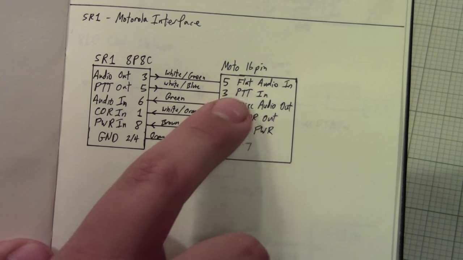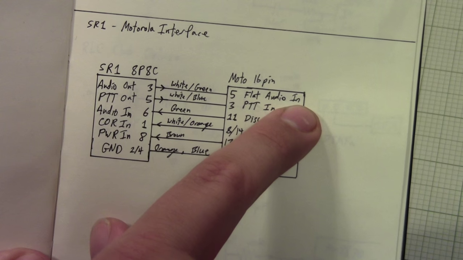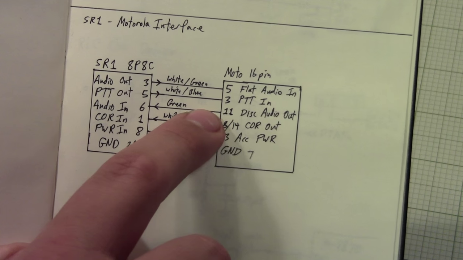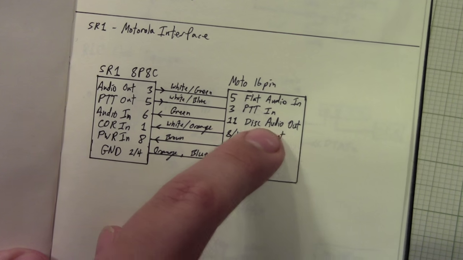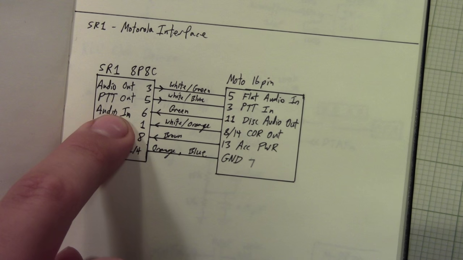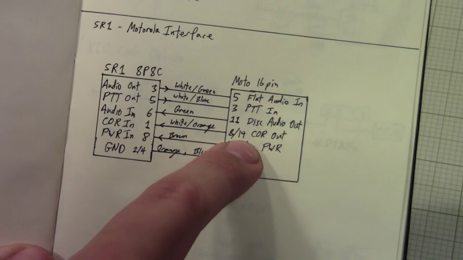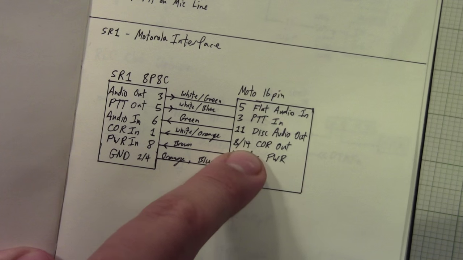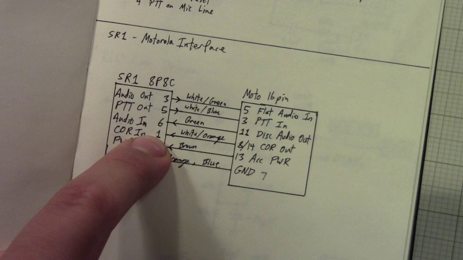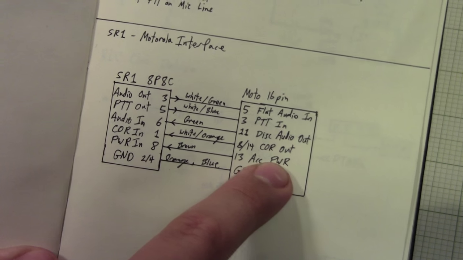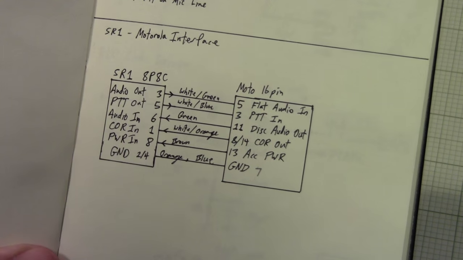So the audio out from the SR1 goes to the flat audio in pin on the Motorola, which is pin 5. Push-to-talk out goes to push-to-talk in. Discriminator out from the radio goes to audio in on the SR1. The COR out, which in this case, since this is a VHF radio, my personal convention is I use pin 14. So pin 14 is then connected to the COR in pin. And then the accessory power pin on the Motorola is wired up to power in.